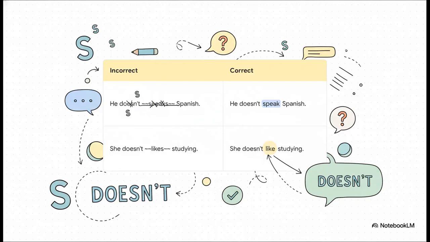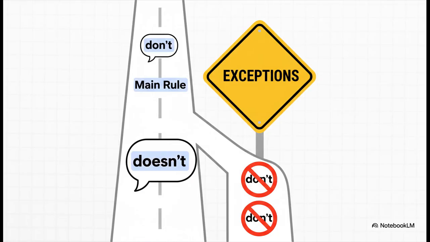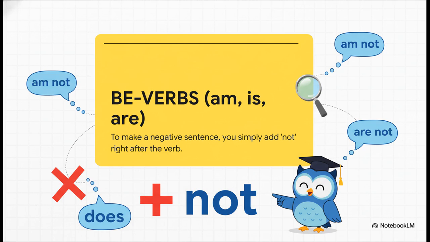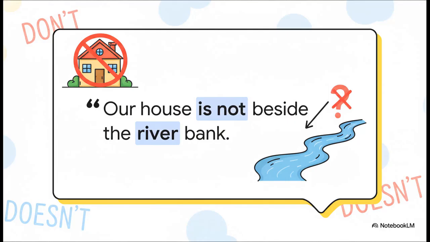Notice the S from speaks is gone? That's because the does in doesn't already has it. Of course, you know English. There are always exceptions. A couple big ones don't use either. When you're using the verb to be, just add not right after it. No do or does needed. For example, is just becomes is not. This works for other verbs like can, too.